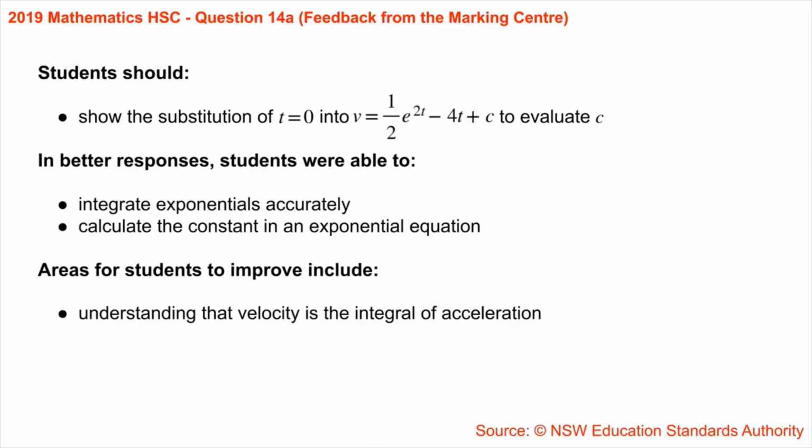The following is the feedback from the Marking Centre for question 14a. Students should show the substitution of t equals 0 into v equals half times e to the power of 2t minus 4t plus c to evaluate c. In better responses, students were able to integrate exponentials accurately and calculate the constant in an exponential equation. And areas for students to improve include understanding that velocity is the integral of acceleration.